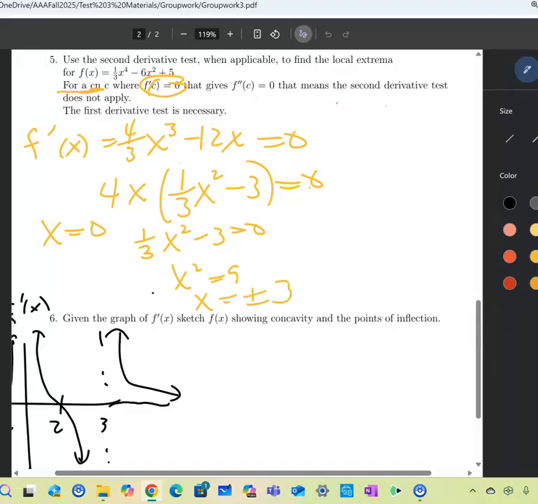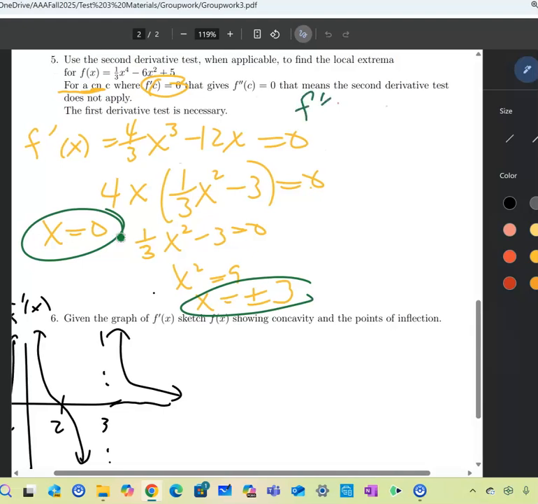So what do I do with that? I plug those critical numbers, this and these two, into the second derivative. So find the second derivative. I get 4x squared minus 12. Oops, that's f double prime. Now let's plug in x equals 0 into f double prime. If I put in x equals 0, I get negative 12.